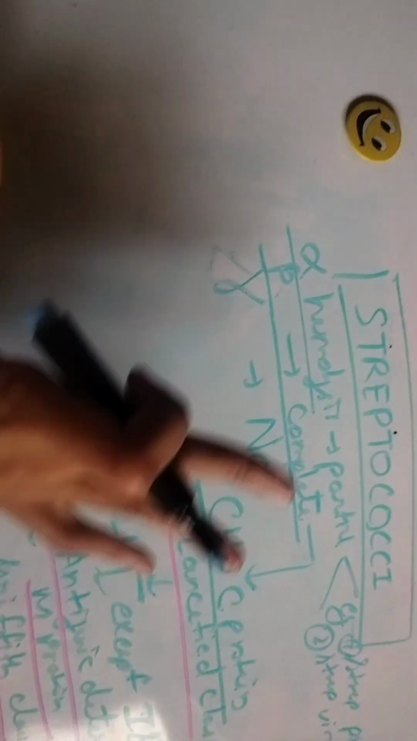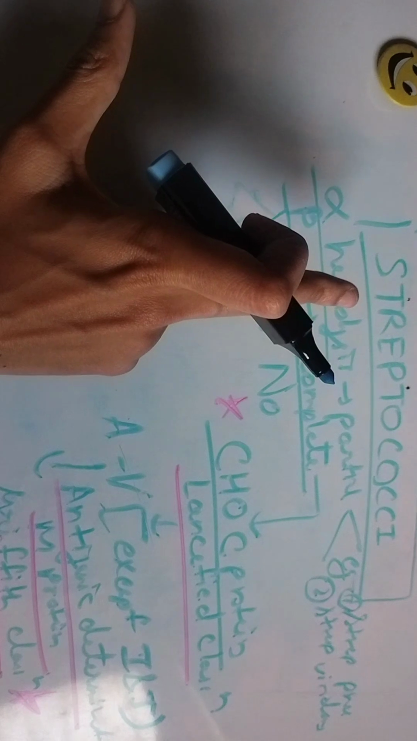In group B there is Streptococcus agalactiae, and group D is the Enterococci. So this is all about the hemolysis of the streptococci.